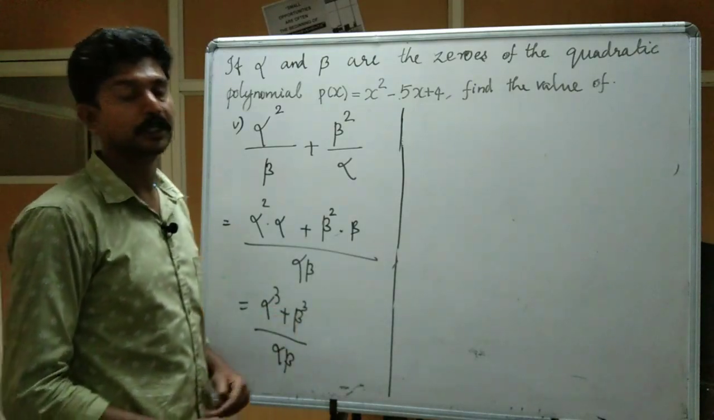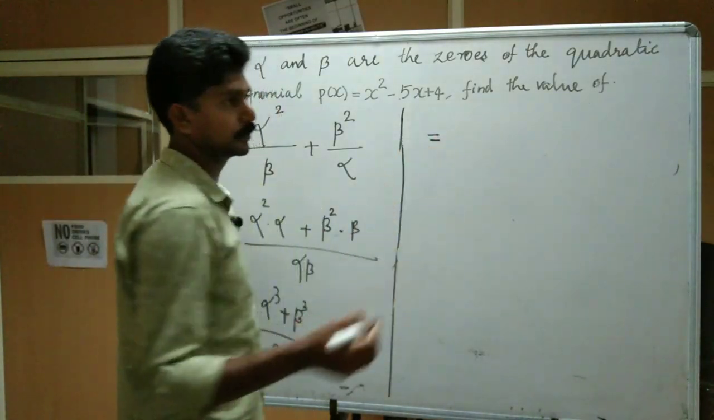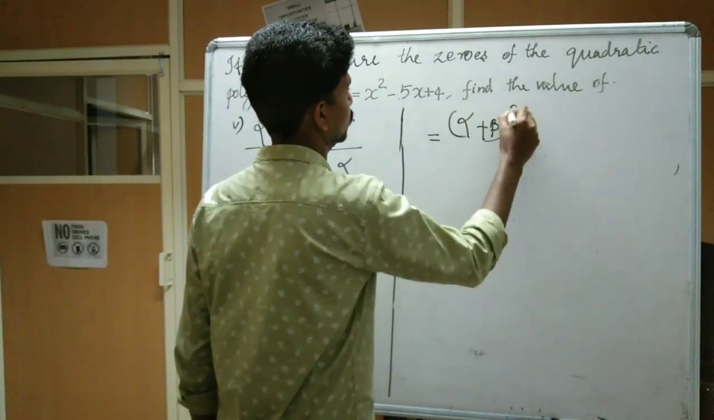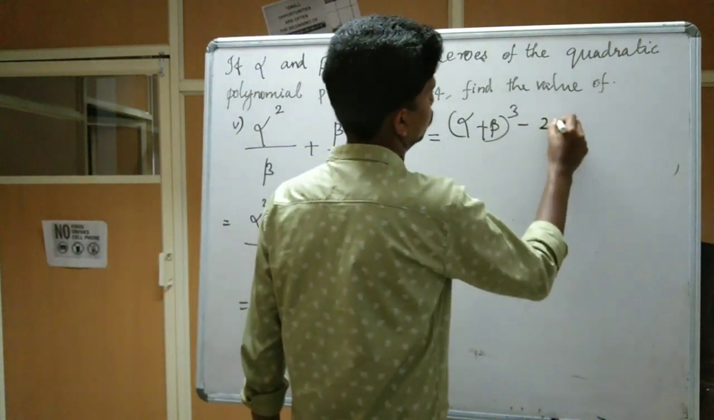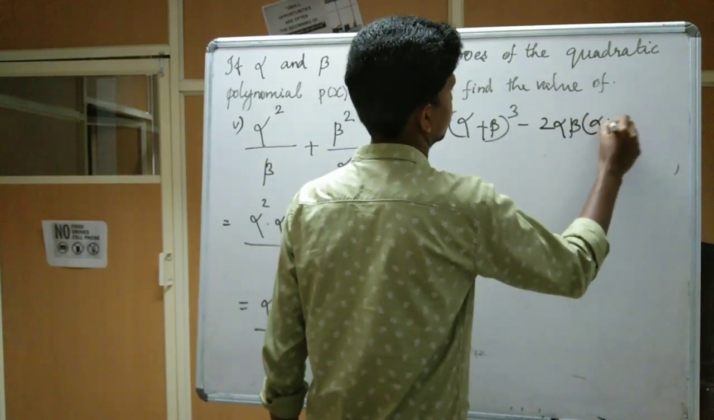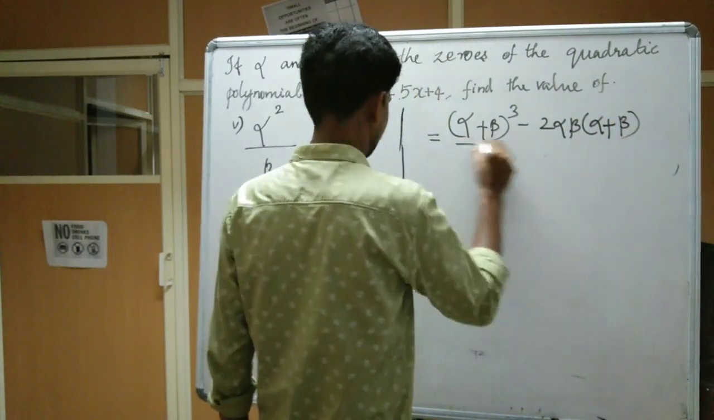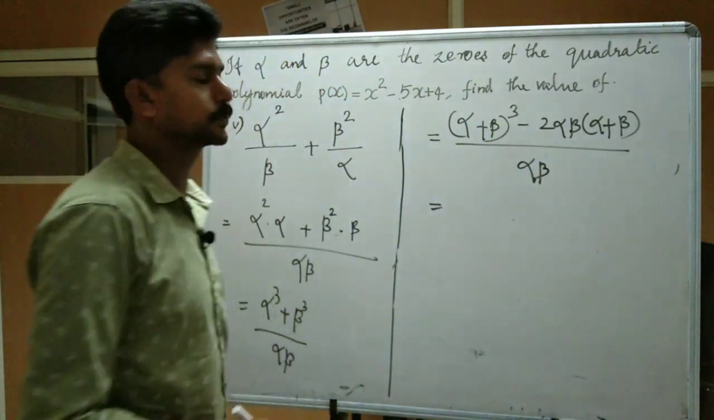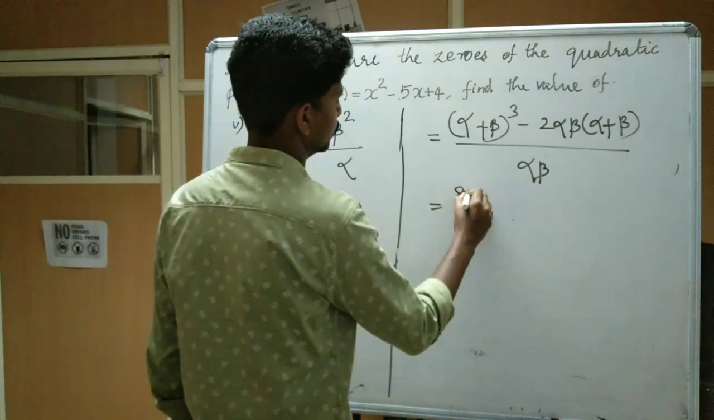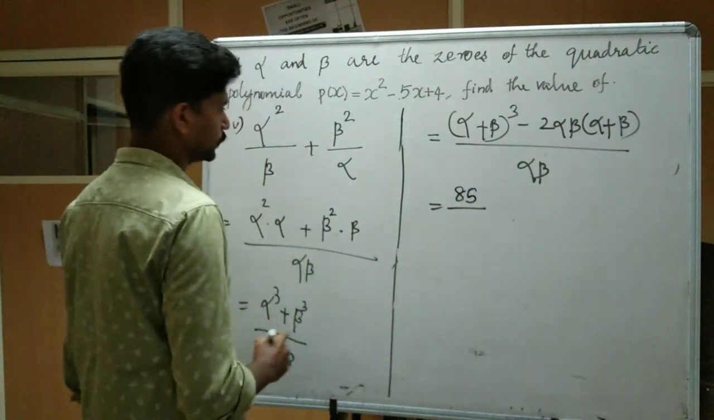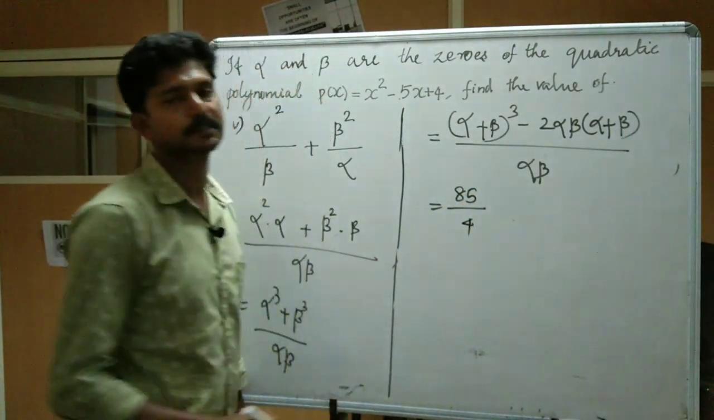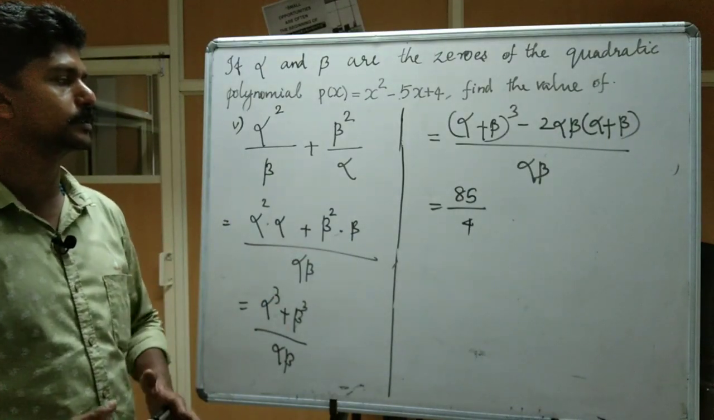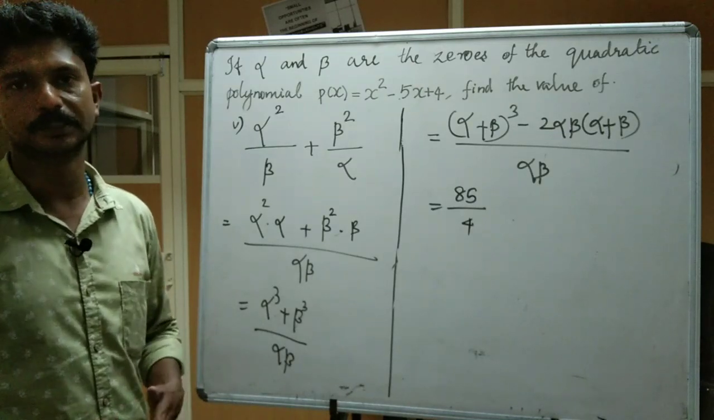Cube plus beta cube, that value already we saw that we have to write as alpha plus beta the whole cube minus 2 alpha beta into alpha plus beta divided by alpha into beta, that is equal to this value we already just found that value is 85 divided by alpha into beta, that is 4. So this answer is 85 divided by 4. This we can write in mixed fraction also, so we get the answer.